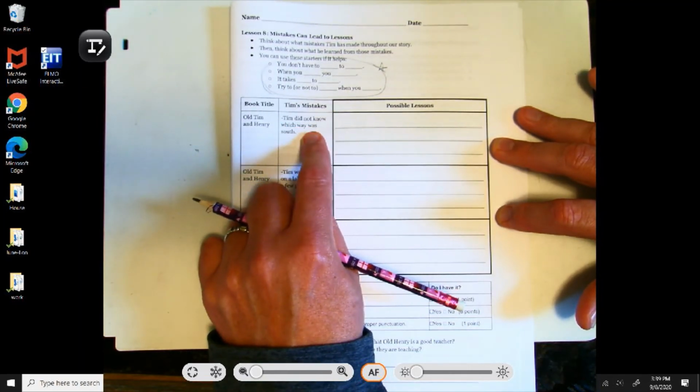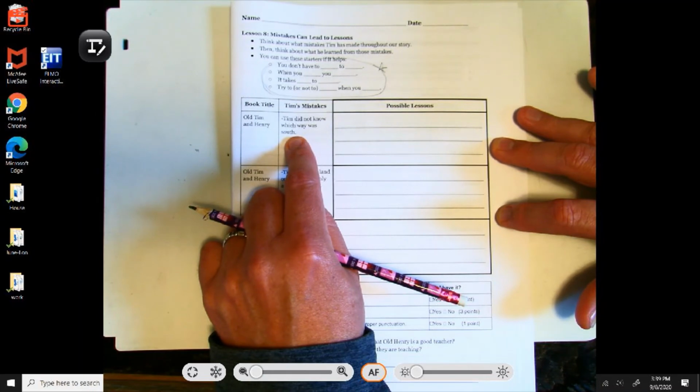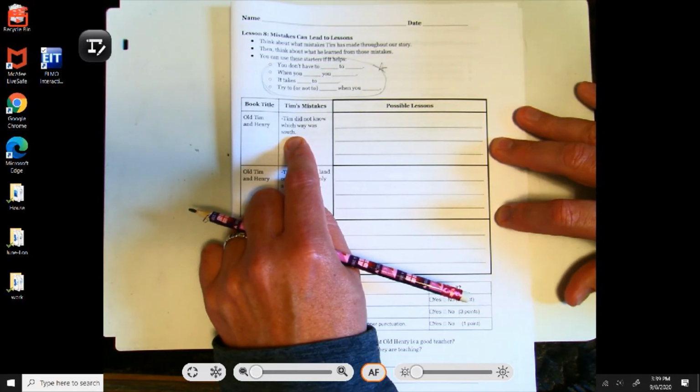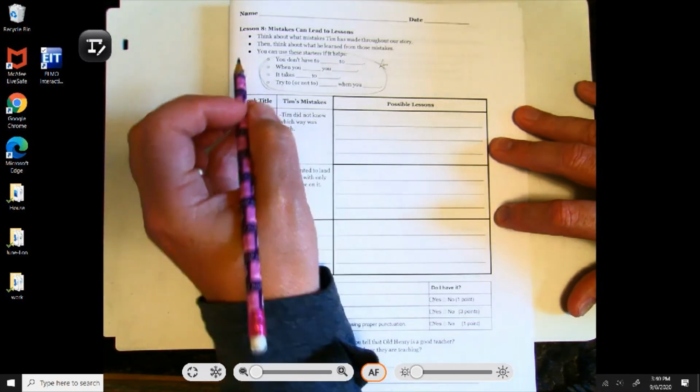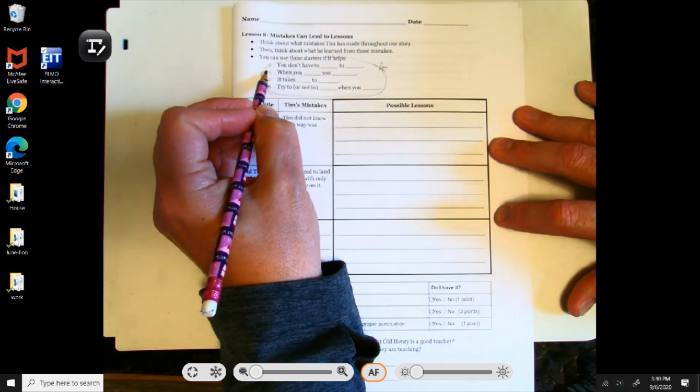Tim did not know which way was south. Right? That was his mistake earlier in our story. So Tim did not know which way was south. What lesson could he have learned from that? So, you know what comes to my mind is this little starter right here.